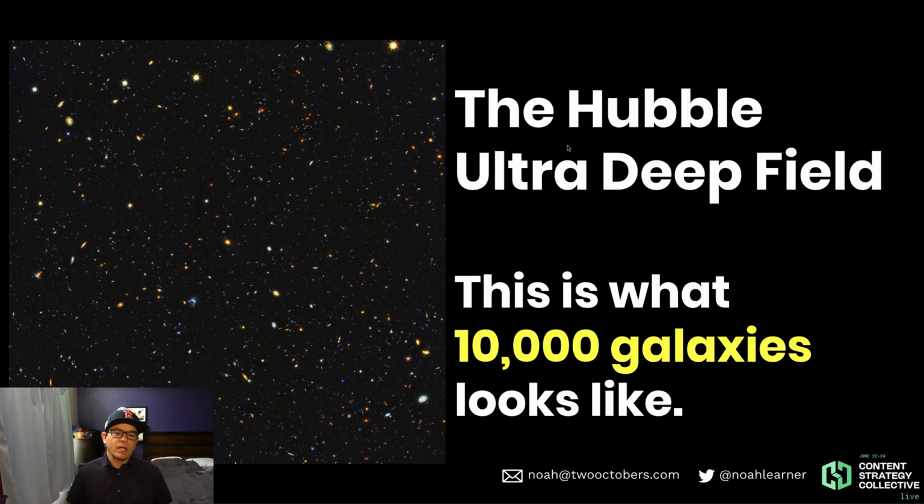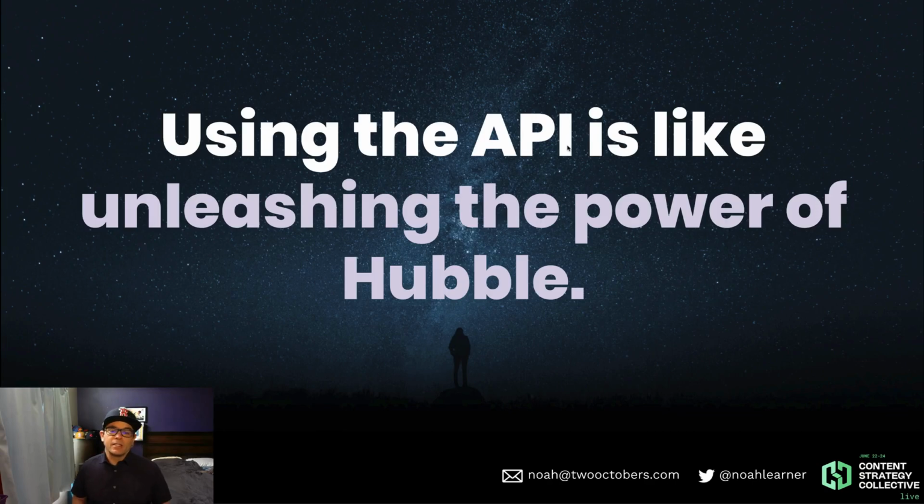What's amazing about it is that beforehand we saw the naked eye was able to perceive just darkness. And after Hubble took these images, we're able to see 10,000 galaxies in that tiny little speck of the sky. And the reason why this is really important and related to search is that having data from Google Search Console's API is a lot like unleashing the power of Hubble on our search data.